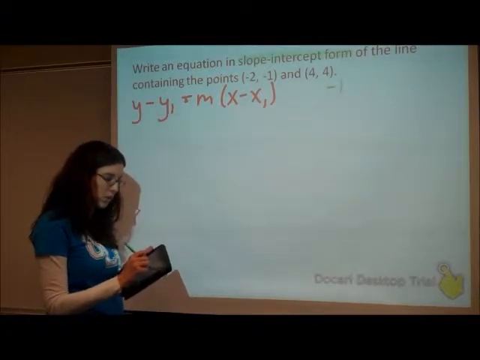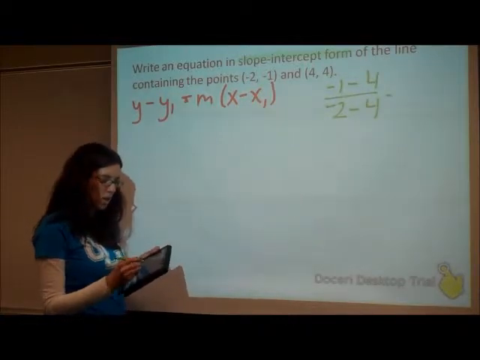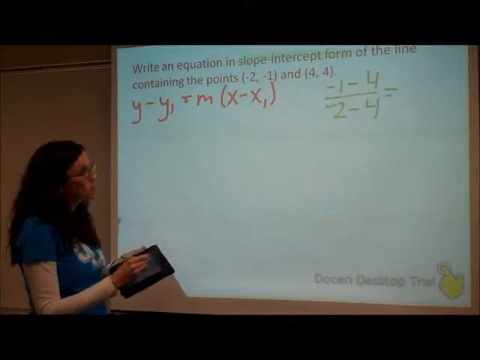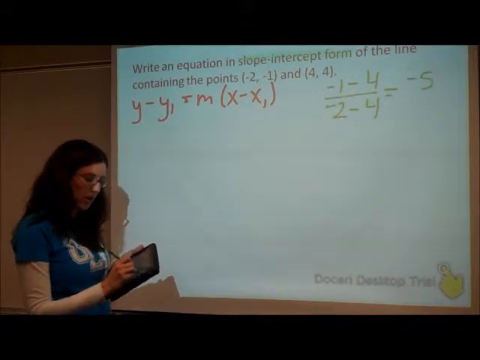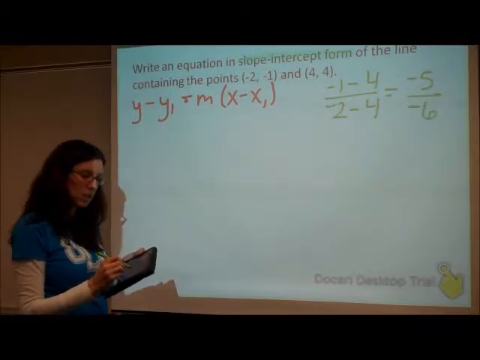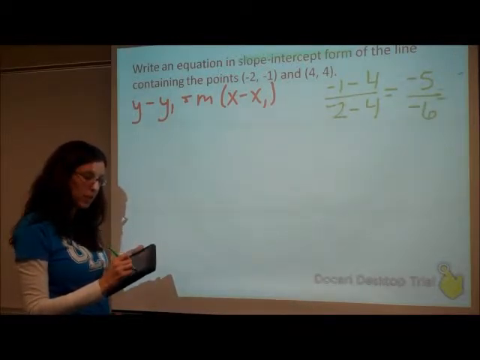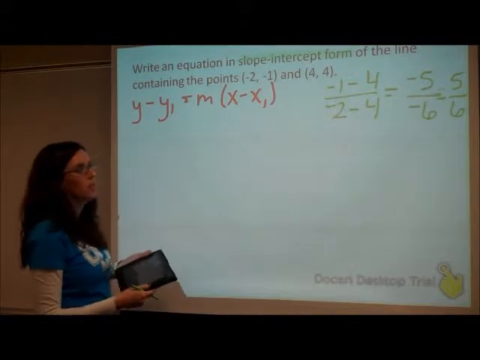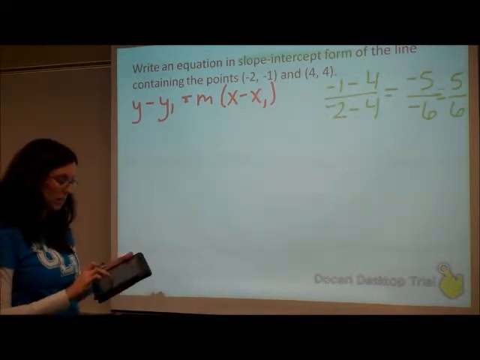So I'm going to use negative 1 minus negative 4 over negative 2 minus 4. So negative 1 minus 4 is negative 5. Negative 2 minus 4 is negative 6. Well, again, negative over a negative will simplify to a positive. So 5/6 is my slope.